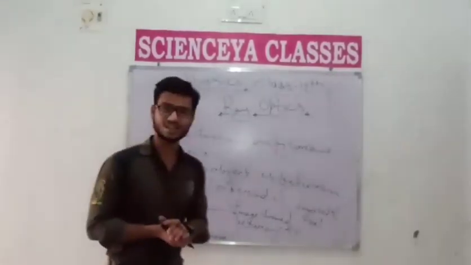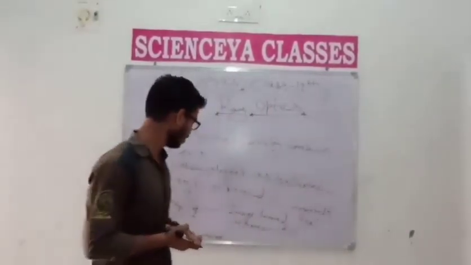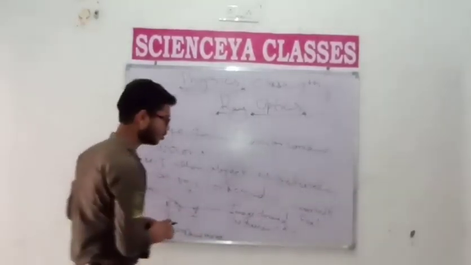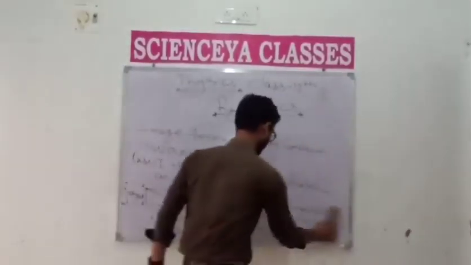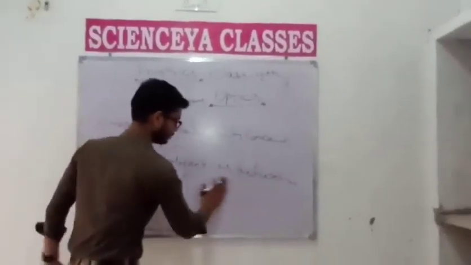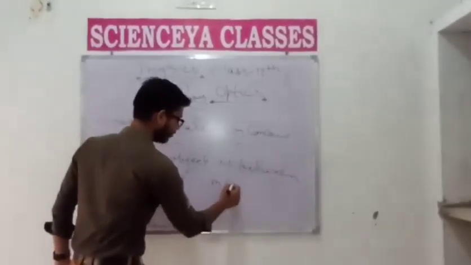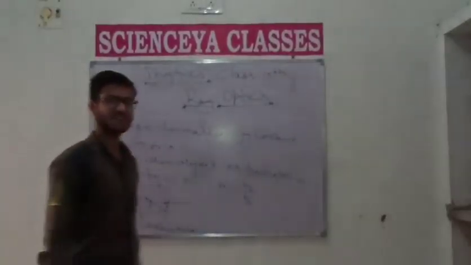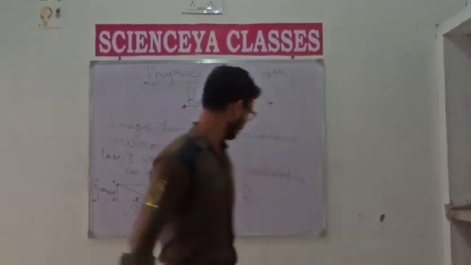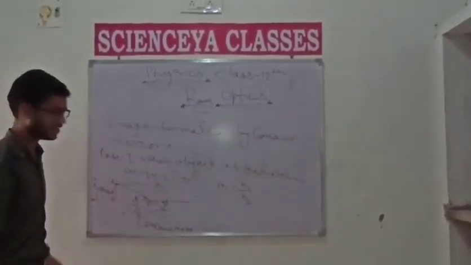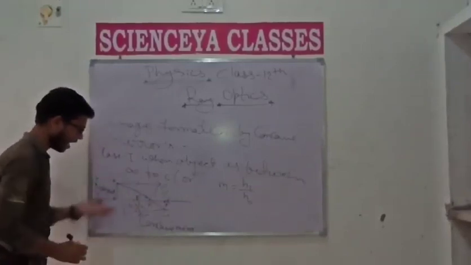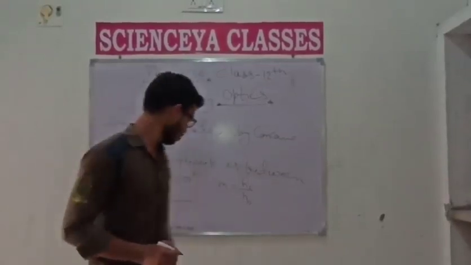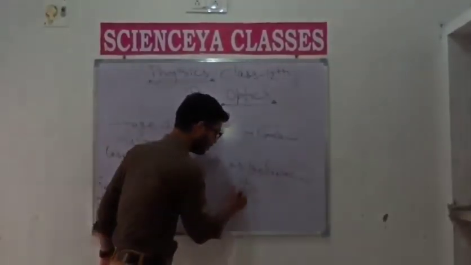So student, as we discussed, linear magnification is the ratio of height of image divided by height of object. And by the sign convention, we all know that the heights measured below the principal axis are negative, and the heights measured upward from the principal axis are positive. So student, here a negative sign must be represented.